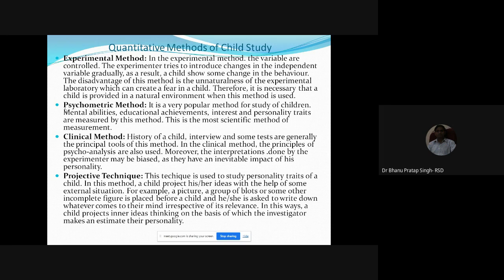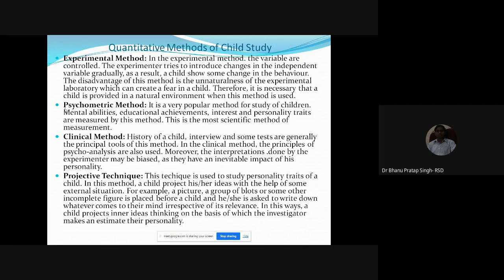So in the experimental method, what does the teacher do? He wants to study one variable, then he controls the other variables. The experimenter tries to introduce change in the independent variable gradually, and as a result, the child shows some change in behavior. That was the motive of the researcher.